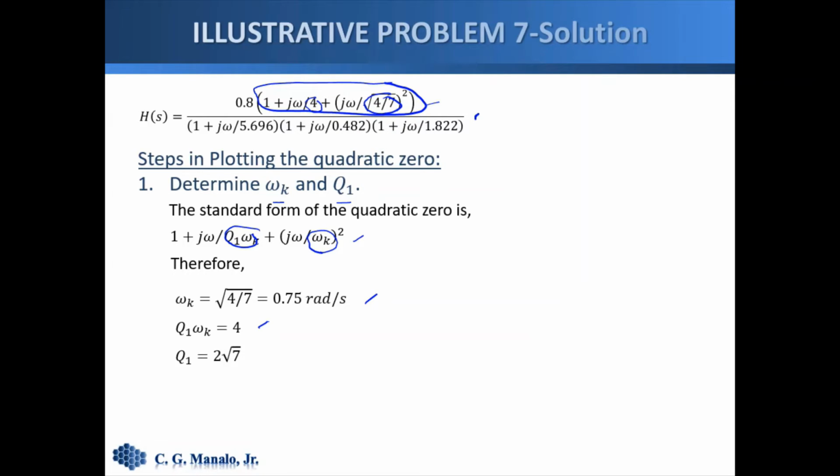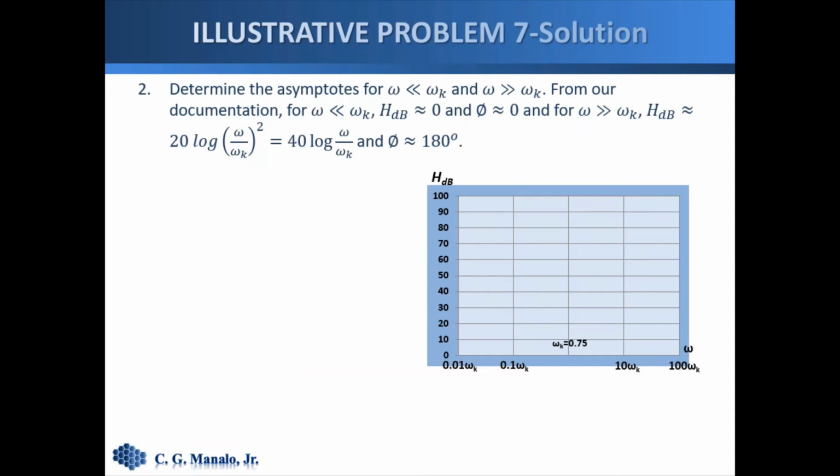And since we already have omega k, we can get Q sub 1. Take note that this is greater than 1. Now we're ready to do the plot. So we plot it in our semi-log scale, where the horizontal scale is in terms of omega k. So we identify first omega k. So let's say it is located here.